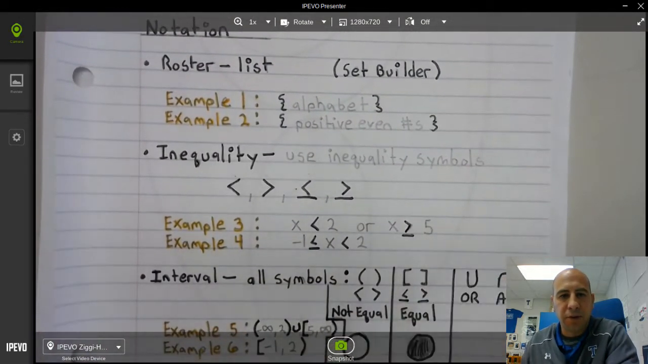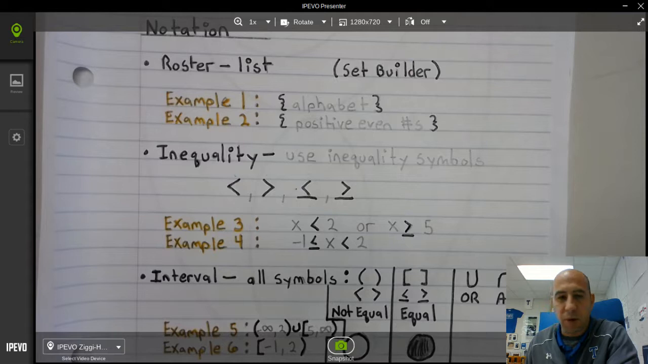All right, some examples of that. Example 3, you have x less than, and now I'm reading this from left to right. X is less than 2, or x is greater than or equal to 5. Now, if I read example 3 from the right, that says 5 less than or equal to x, or 2 greater than x. Now, we normally don't read from the right, but mathematically that is correct if you read it from the right, okay? All right, example 4, that says -1 less than or equal to x less than 2. Now, if you read it from the right, that says 2 greater than x, where x is greater than or equal to -1.